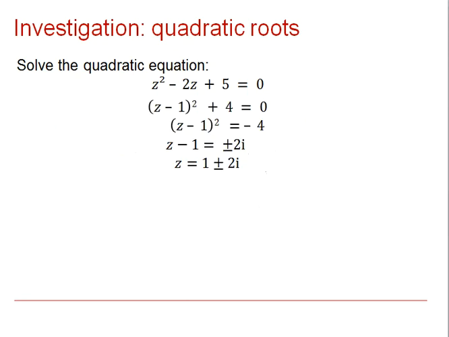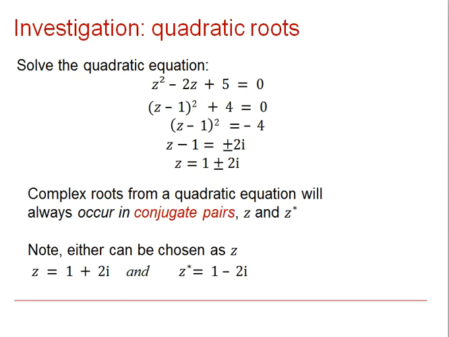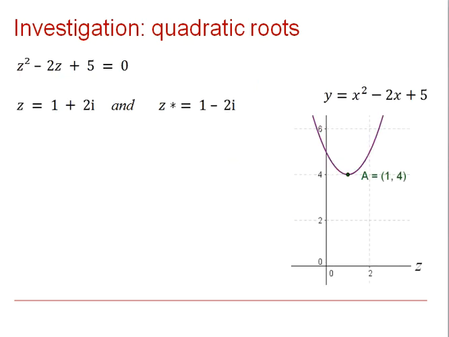Of course, we would have got exactly the same result had we solved this by using the quadratic equation. Just as a reminder, the complex conjugate pairs are denoted by z and z star, but it doesn't matter which is which, it's up to you. If we were to sketch the graph of z squared minus 2z plus 5 equals y, then we would find that the parabola does not cross the axis. You have probably been expecting that because you knew that the discriminant was less than 0.